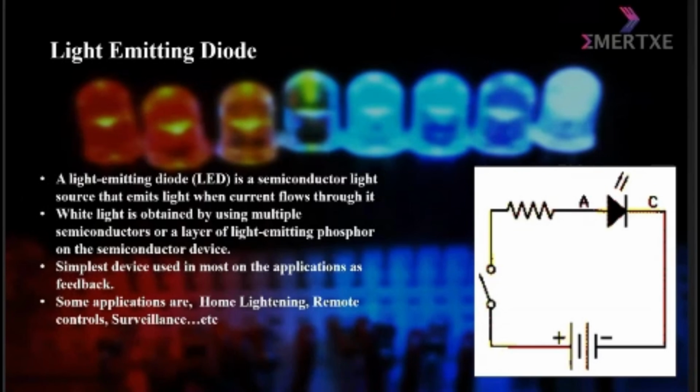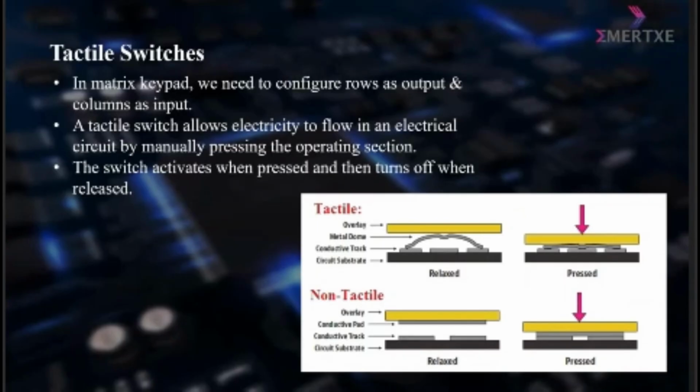A light emitting diode is a semiconductor light source that emits light when current flows through it. White light is obtained by using multiple semiconductors or a layer of light emitting phosphor on the semiconductor device. It is the simplest device used in most applications as feedback. Some applications are home lighting, remote control, surveillance, etc. The basic structure of an LED is shown in the figure, and LEDs are connected to port B and port D.